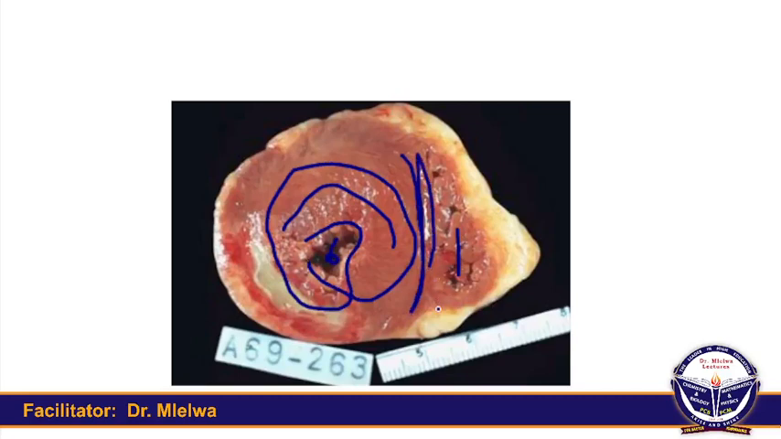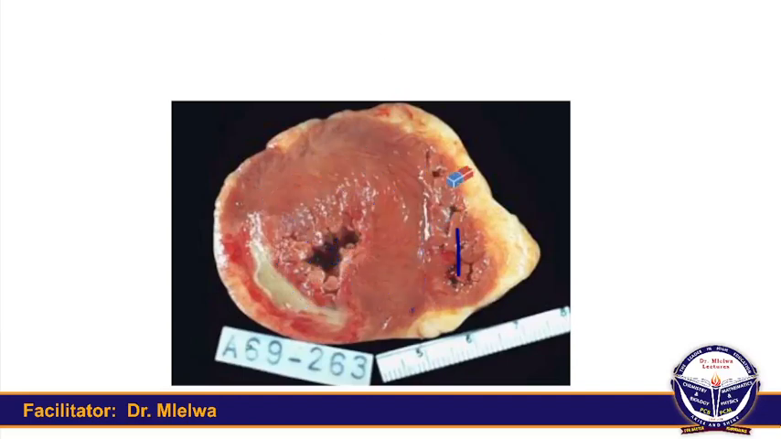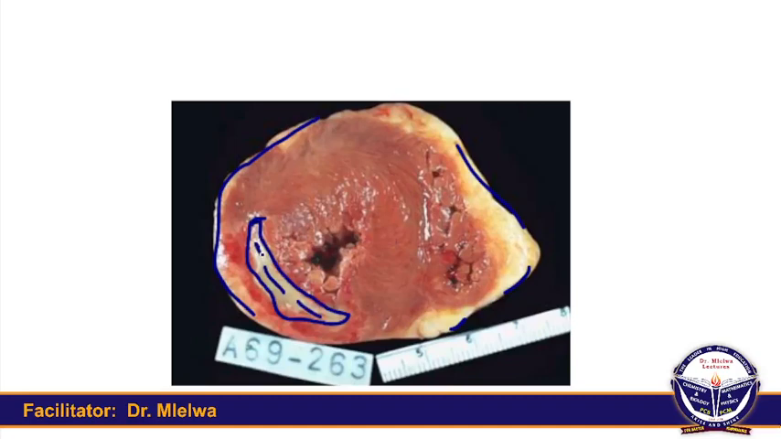Hii pia imeonyesha coagulative necrosis. Na unayoona huku nje ni mafuta. Haya huku nje ni mafuta, sio coagulative necrosis. Ila coagulative necrosis ni hii hapa katikati, unaona. Hii ndio coagulative necrosis ndani ya tissue za heart. This is coagulative necrosis katika heart tissue.